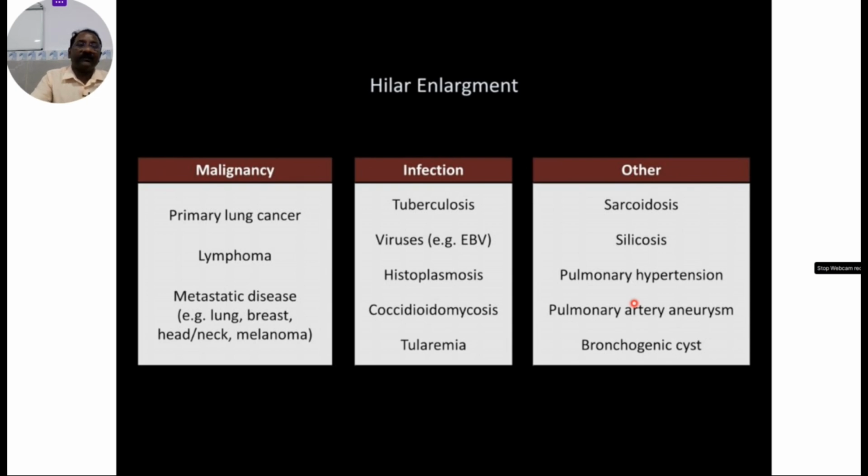Hilar enlargement: malignancy, some infectious causes and some others. Malignancies: lung cancer, lymphomas, metastasis, etc. Infections: tuberculosis or virus, histoplasmosis. Others, most important the sarcoidosis and the silicosis, pulmonary hypertension, pulmonary artery aneurysms and the bronchogenic cysts. So most of the things I often see as a physician, you see a lot of sarcoidosis, pulmonary hypertension, tuberculosis, viral, fungal, and of course malignancies like lung cancers and lymphomas.